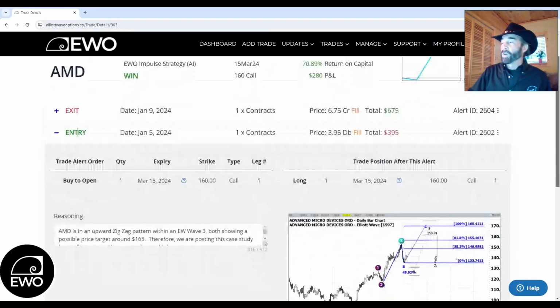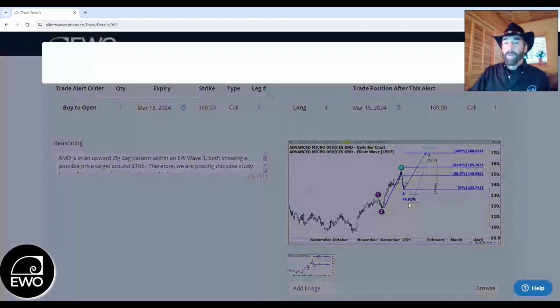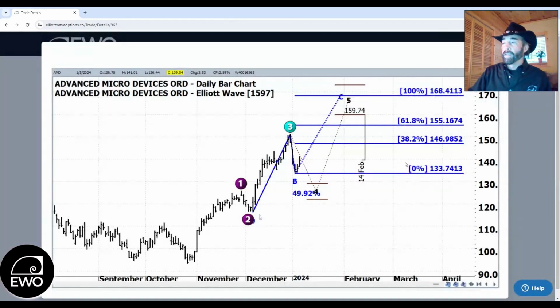And when we look at the chart, this is one of my favorite setups for all directional trades, a zigzag within a wave three. You can see the B wave correction right down here at 50%. And then the C wave extension at 100% also coincides with the wave five projection if we were to have a wave four. You like it when there's more than one Elliott wave target at roughly the same price. So there was a high likelihood that AMD was going to go up towards 165. So that was the setup.